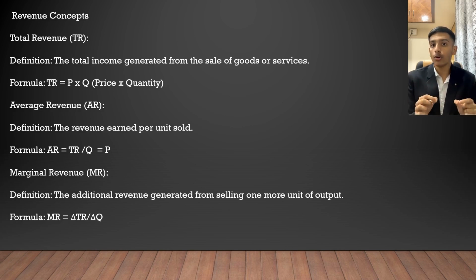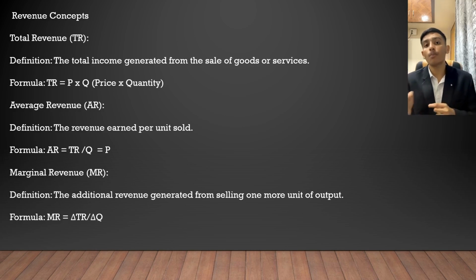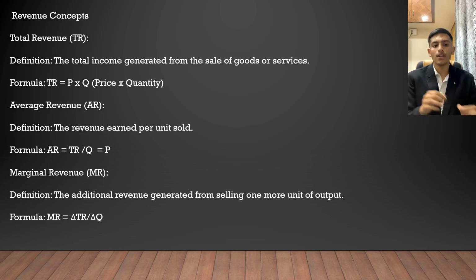But the point to note here is that revenue isn't your profit. Revenue is the entire amount that you are selling. When you reduce the cost of production from it, only then will you get profit or loss. Second is average revenue. The average revenue refers to the revenue which is earned per unit that you are selling. So average revenue means total revenue divided by quantity.